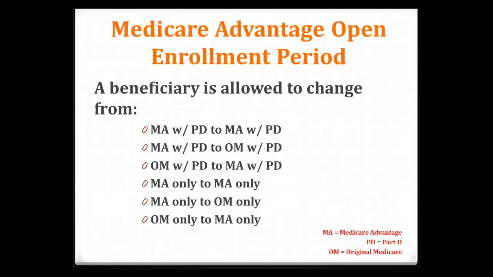Great question. There was another question that was commented in. Anyone can still apply for LIS any time of the year, correct? Yes, you can still complete the low-income subsidy or extra help application year-round. There's no cutoff dates for that.